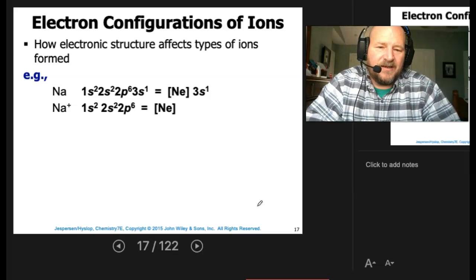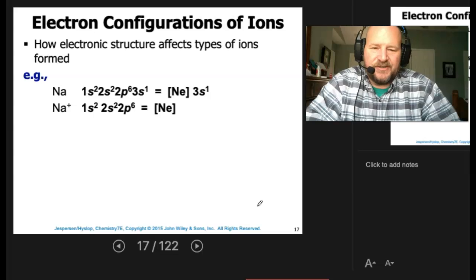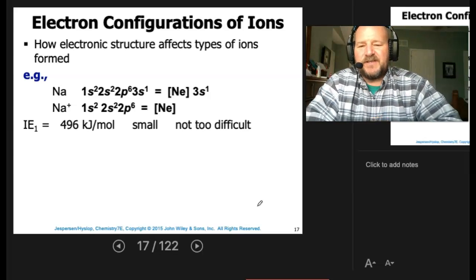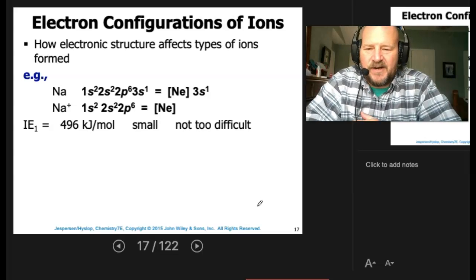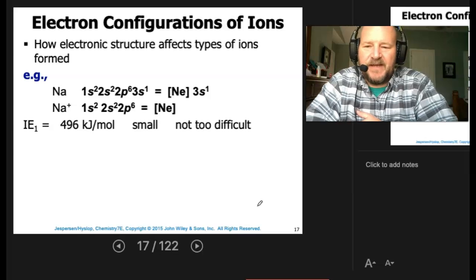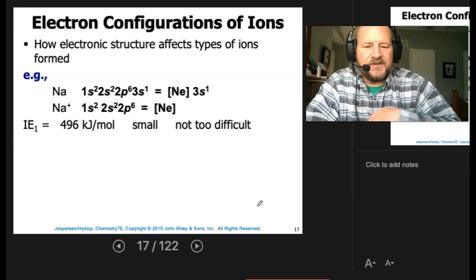So electronically, its electron configuration resembles that of a noble gas. So the first ionization energy is 496 kilojoules per mole. It's very small and it's not too difficult to give you that. So it's very easy to get sodium to turn to sodium +1.